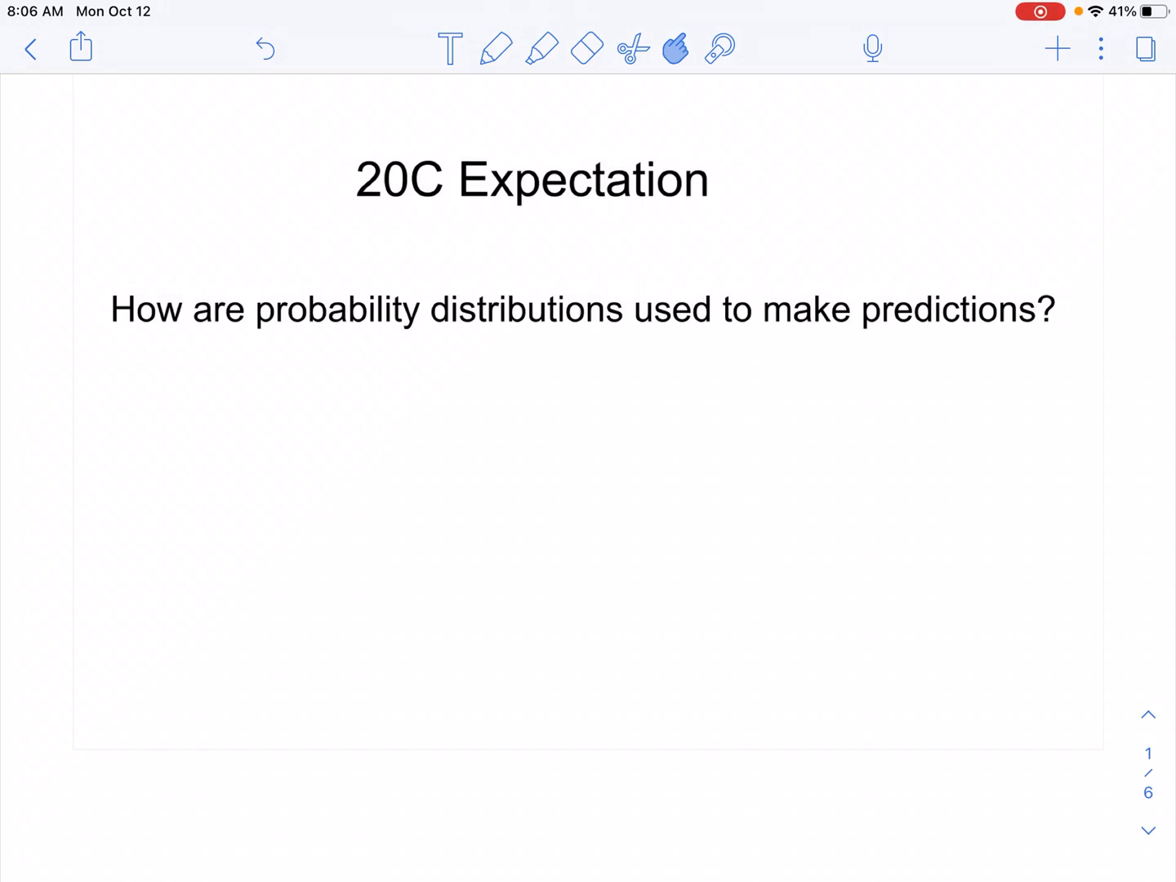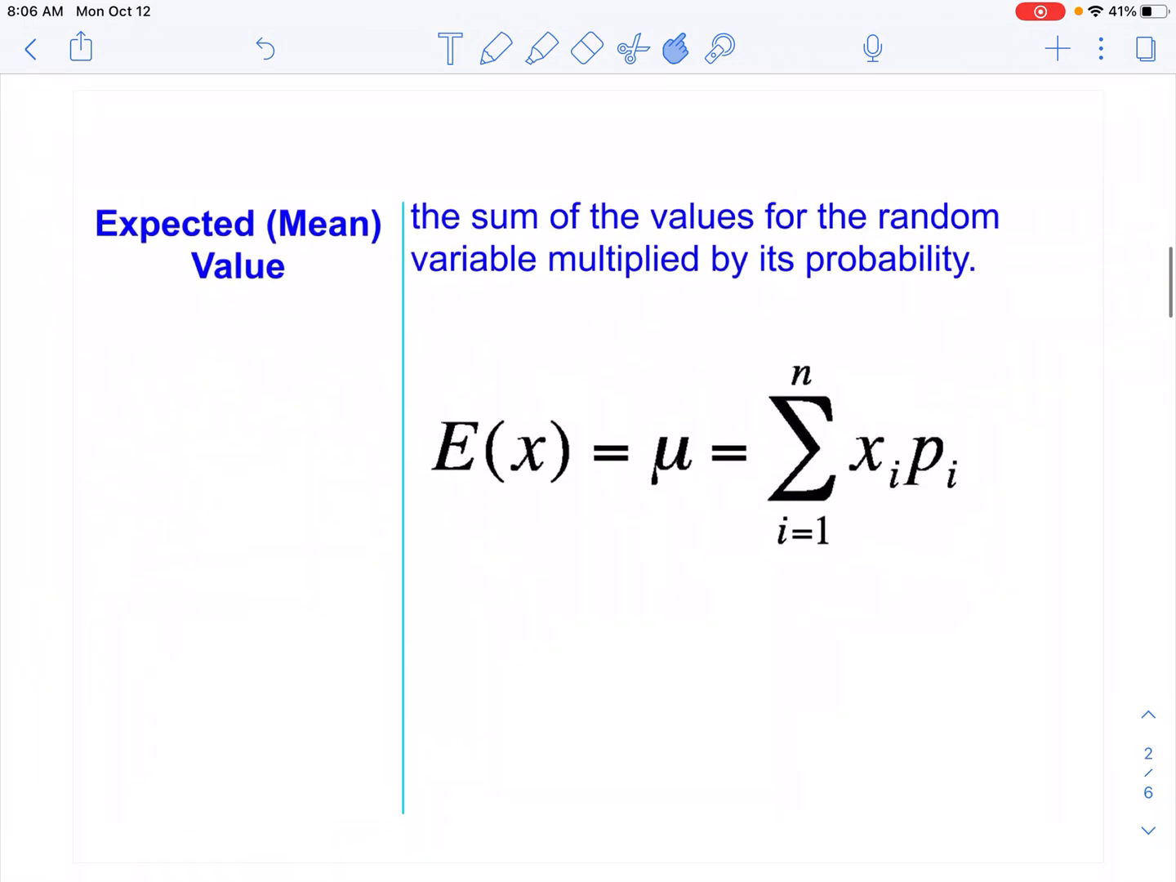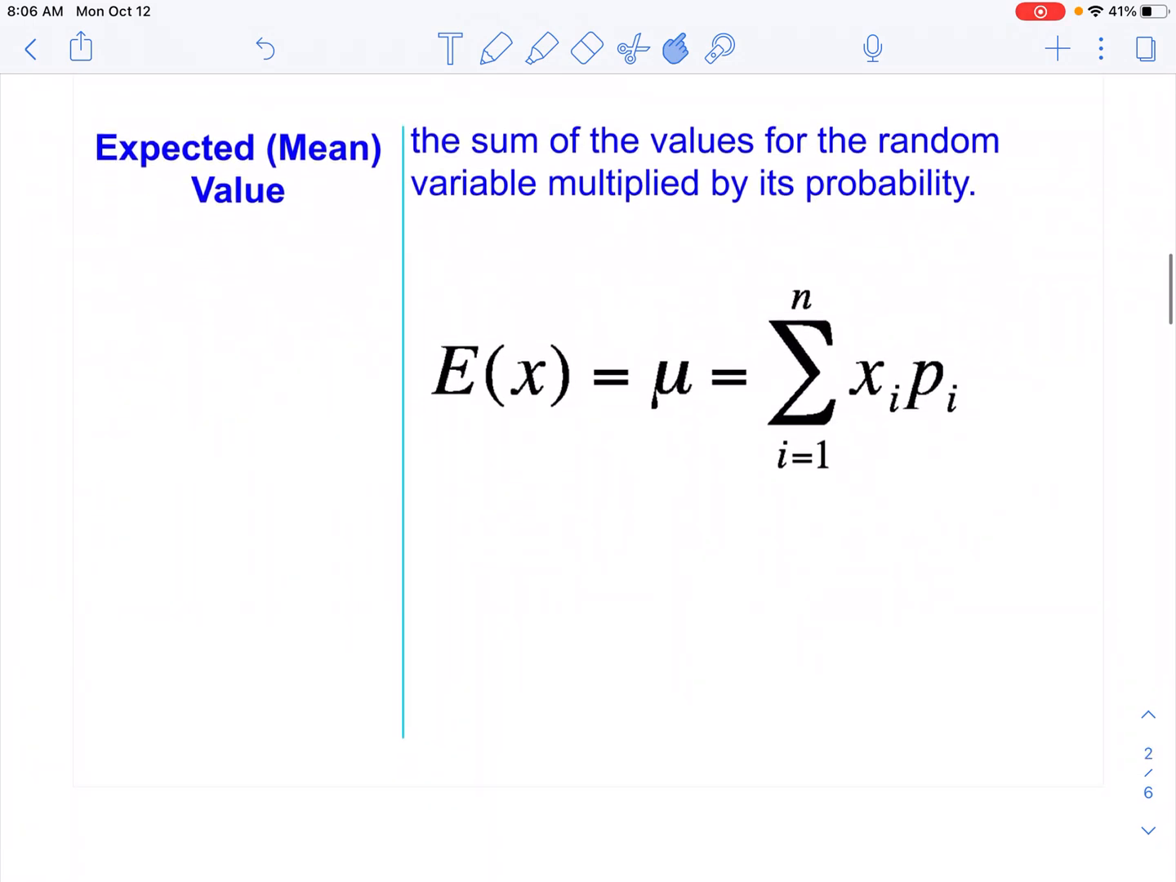All right, 20C, expectation. How are probability distributions used to make predictions? The expected value, or the mean value, is the sum of the values for the random variable multiplied by its probability.